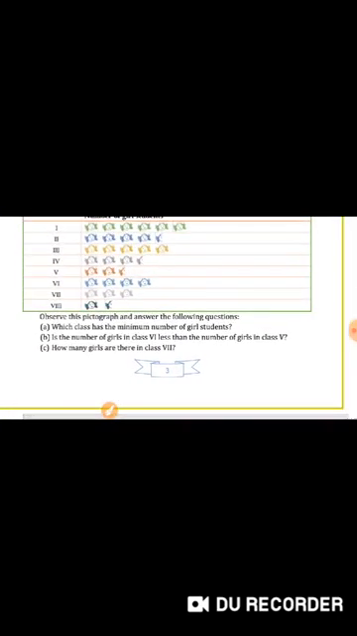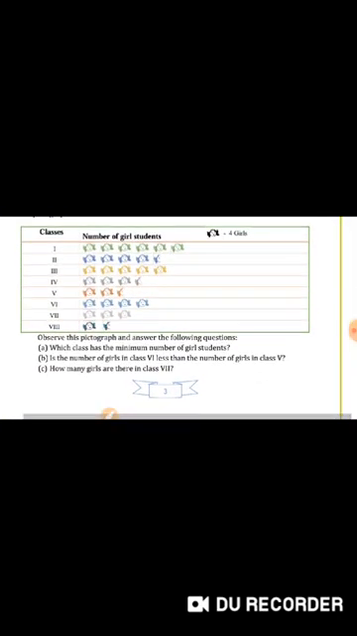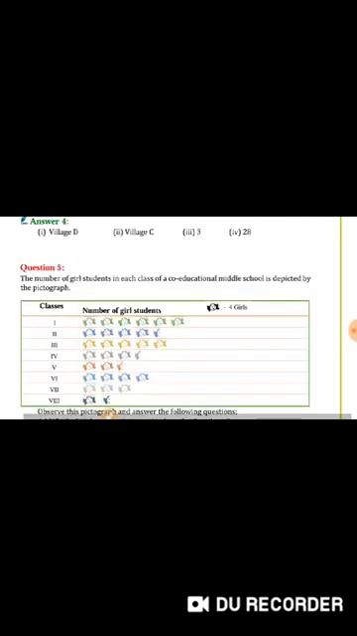So now, which class has the minimum number of girls? Minimum means shorter, isn't it? So which class is it? 8th. The 8th has 6, only 6, because it is 4 plus half, which is 2.